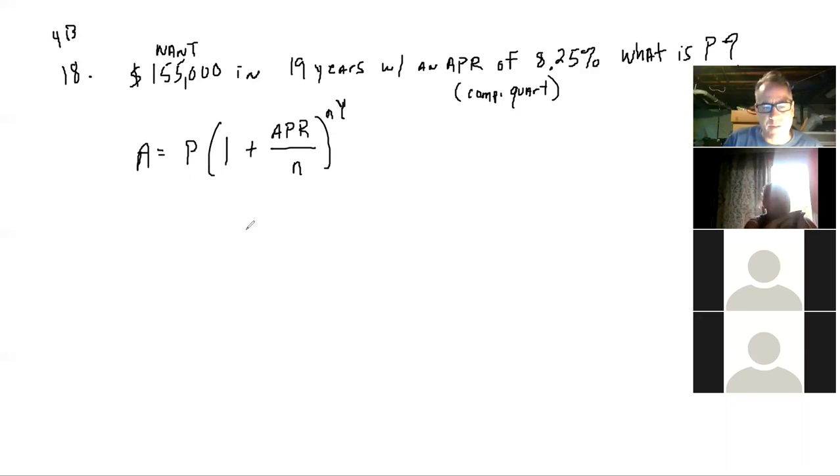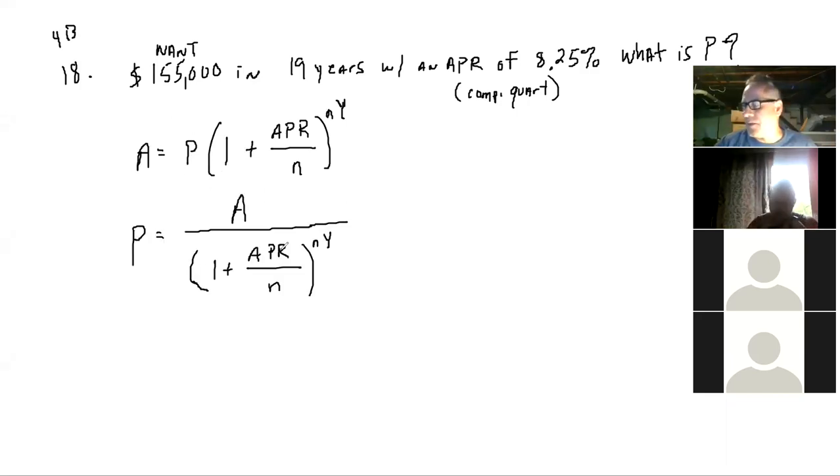A divided by, and then all of this, 1 plus APR divided by n, to the power of n times y. So what that tells me is I could now plug in everything I need, and then just do the arithmetic with this version of the formula. All right, so let's do that. And so it would look like this for this particular problem.